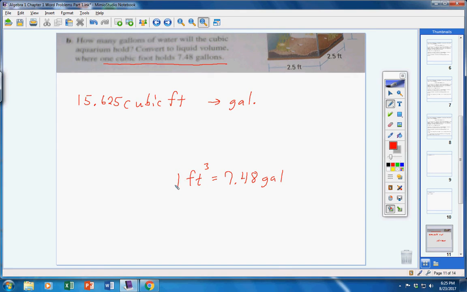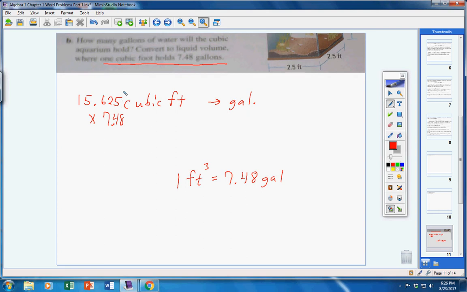So think about it, guys. If 1 cubic foot equals this many gallons, I have more than 1 cubic foot. I have this many cubic feet, okay? So for every cubic foot, it's 7.48 gallons. So I'm going to take this times 7.48. Because 1 cubic foot equals 7.48, and I have 15 cubic feet. So 15.625 times 7.48. Be sure and use your calculators to save you time.